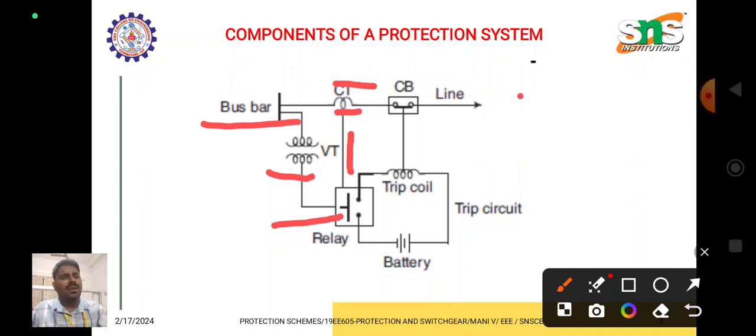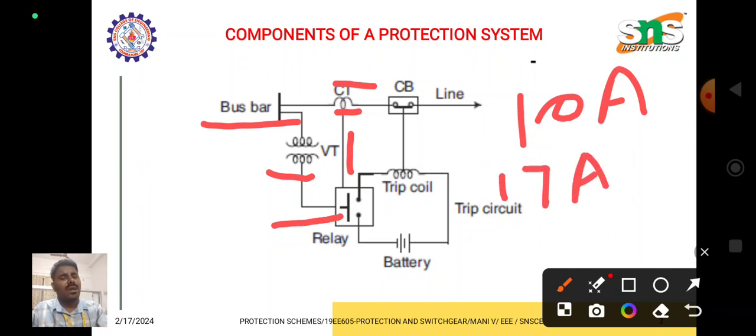If the reference current is 10 amps, but the actual current is 17 amps, now we are comparing both currents, 10 amps and 17 amps. Now we can understand the current level is abnormal. So if the current level is abnormal, the relay detects there is a fault in the power system. Immediately the relay gets operated and the contact will be closed.